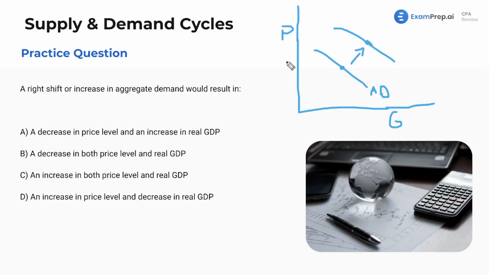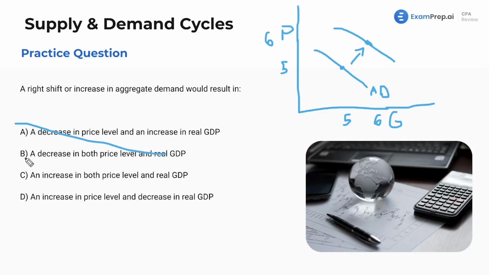Price level, let's say this is 5, and now that's 6. Just kind of flinging numbers out there. I'm just making up arbitrary numbers, but it's a good visual. Right here, what went up? Well, GDP went up and price went up with a rightward shift, also known as an increase in aggregate demand. As such, an increase in both price level and real GDP.